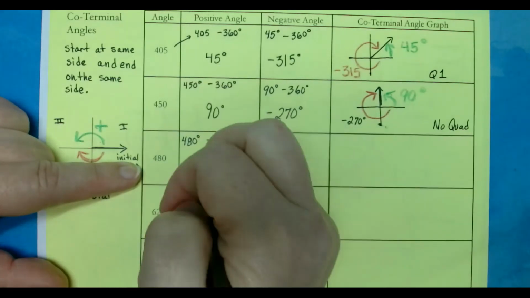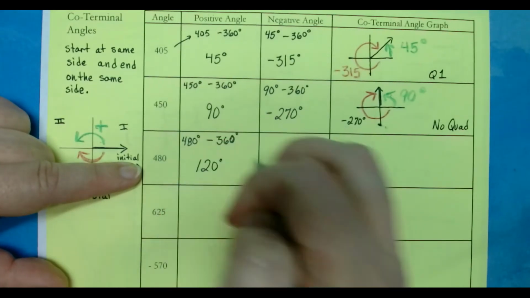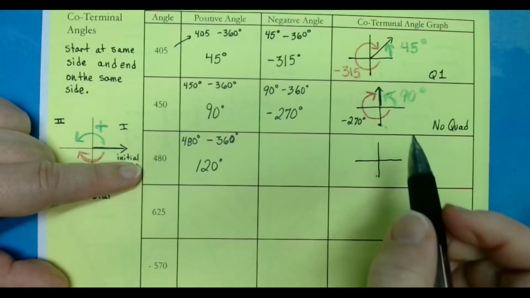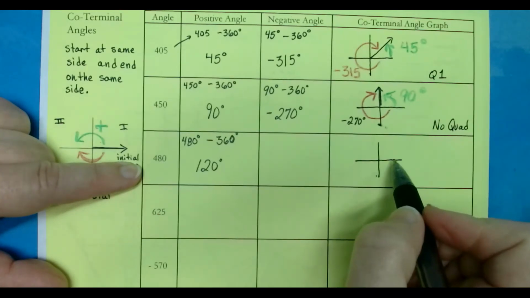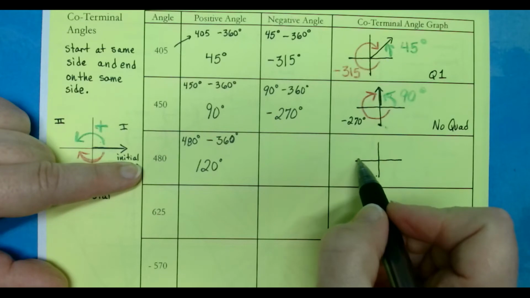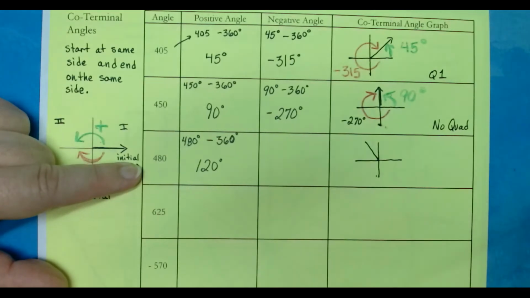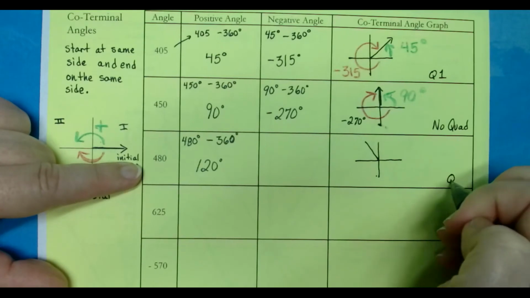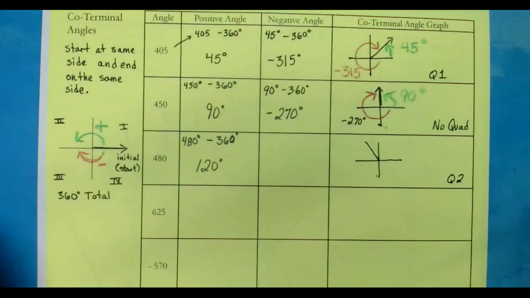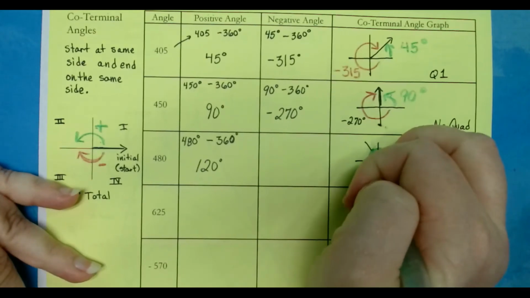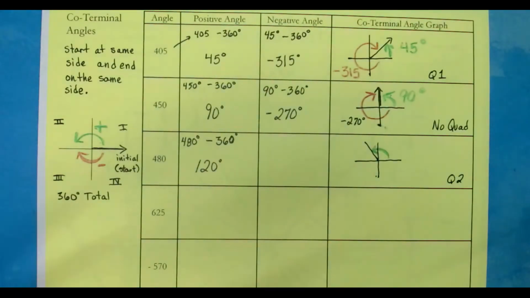It's 120 degrees. So where would 120 degrees be? It's not going to be in quadrant 1 because that goes 0 to 90. And here is 180, so 120 is going to be over here somewhere. So this is in quadrant 2. So my positive coterminal angle is 120 degrees.